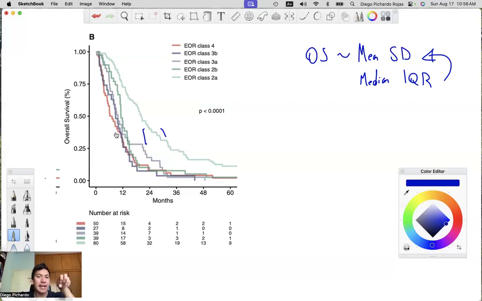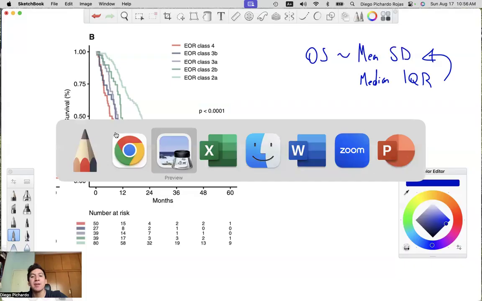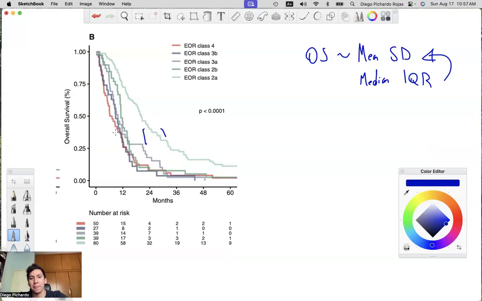What do you guys think? Can we analyze this, or would we have to exclude this paper? Can we analyze this outcome if they don't give us a mean and standard deviation? What would we do? No, we can't. Anyone else think anything different? Exactly. We can't analyze just colors, you know?